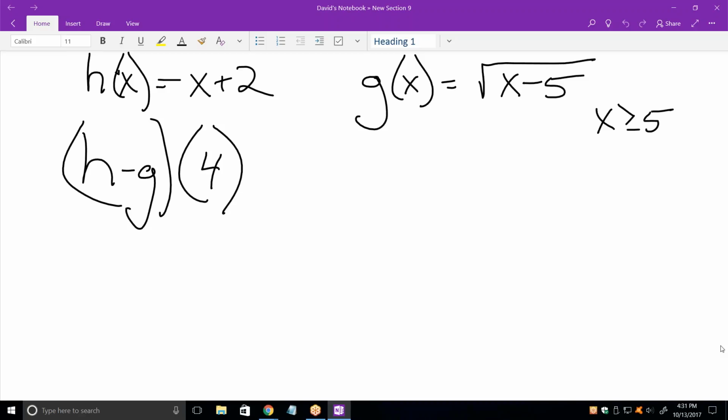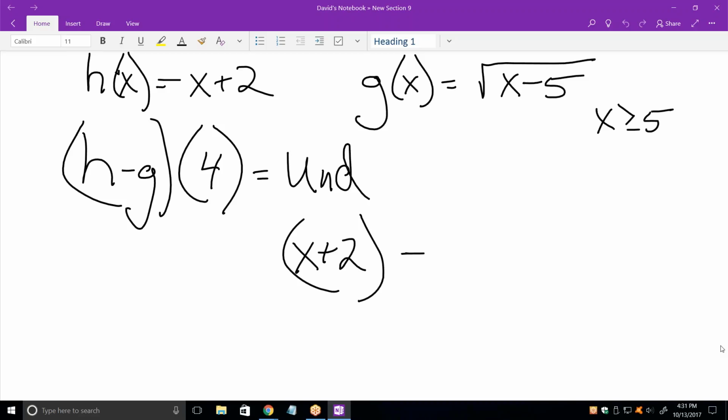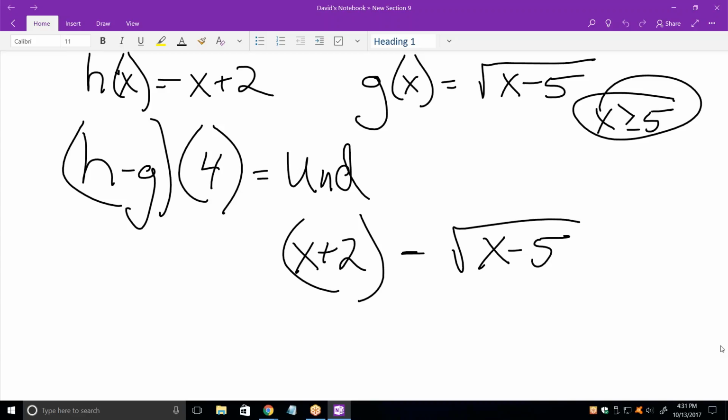Does not exist. Or undefined. Yeah, okay. See why? Again, we don't have to actually do the subtraction. I could write it, but why? Because I can't plug in 4 for x. My domain restriction is x has to be greater than or equal to 5. So there's no way I can plug in 4.